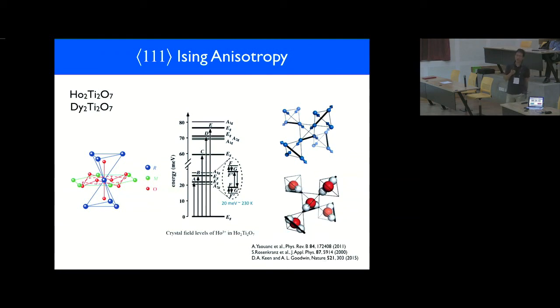Why is this so? It is because of the crystal field of the holmium ion in this environment. The ground state is an Ising doublet, and the first excited state is about 200 Kelvin. So in the temperature region of interest, you can consider the spins as Ising doublets, as Ising spins.